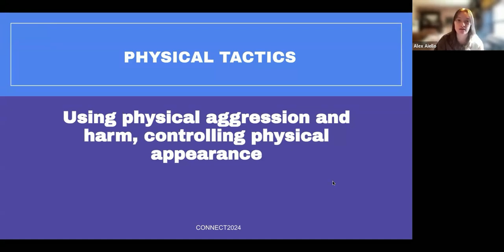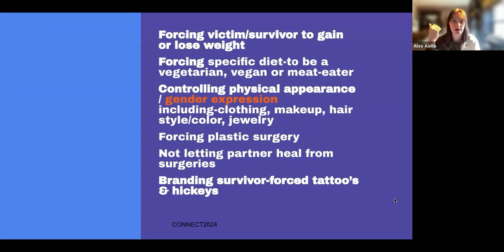Examples of physical tactics are physical aggression and harm, also controlling physical appearance. So controlling the survivor's weight or their diet, and then controlling their physical appearance. Specifically, in this case, could be their gender expression. There are so many different stereotypes in the world, but also within the queer community, about how you should appear, how you should show up. Even within queer relationships, there can be this pressure to conform to a masculine and feminine role, and someone may feel threatened by someone appearing too masculine or too feminine. So trying to control how they present their gender could be really harmful in that it's taking away from their ability to act in a self-determining way and present how they want to present in the world.